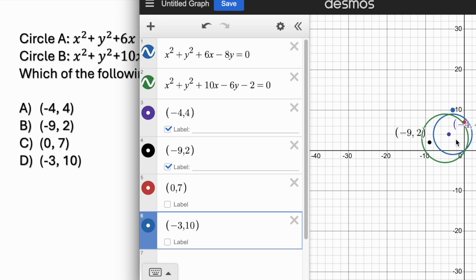If you look at (0, 7), where is (0, 7)? Well, I cannot see clearly, but that seemed like here, somewhere which is outside circle B. So the only one which is inside circle B and outside circle A is (-9, 2). So our answer choice is (-9, 2).